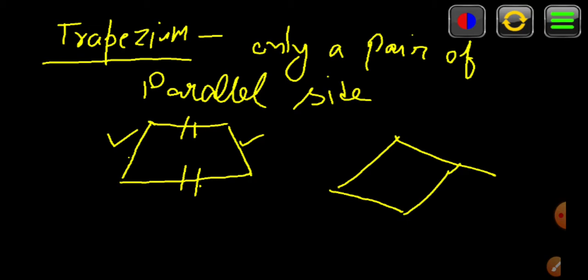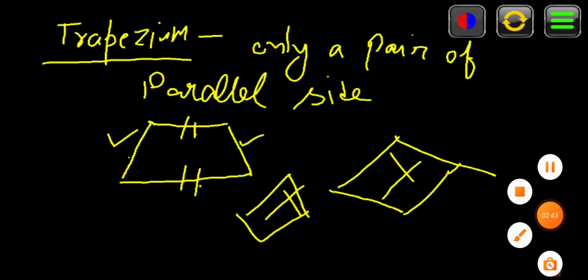This cannot be the trapezium. Even this figure cannot be the trapezium. So trapezium defines that figure which has only one pair of parallel sides and one pair of non-parallel sides. Now we will discuss kite.